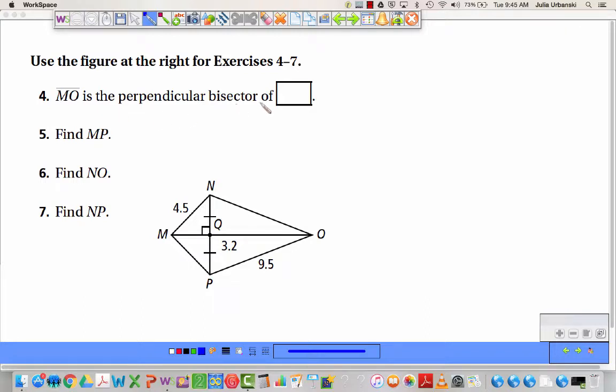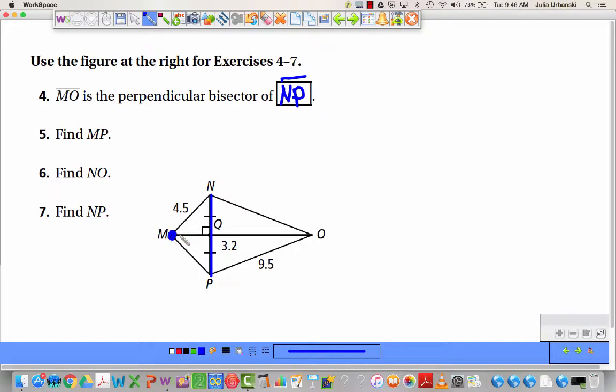Okay, MO is a perpendicular bisector of blank. Well, MO goes this way, and here's the right angle. The segment that's being bisected is NP. So that means MO is a perpendicular bisector to NP. It's cutting NP in half. Find the length of MP.